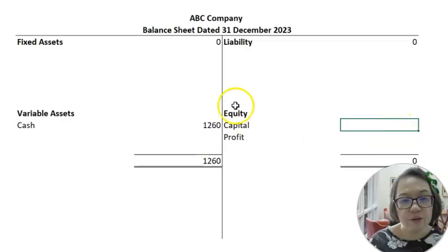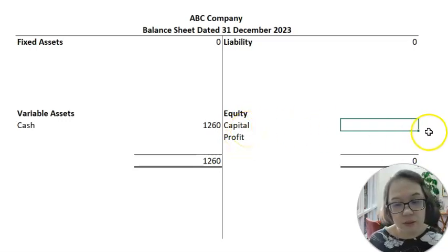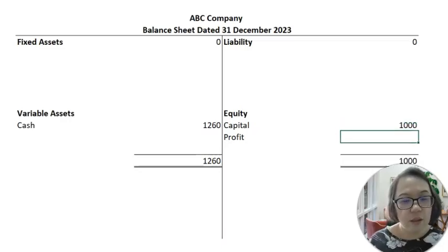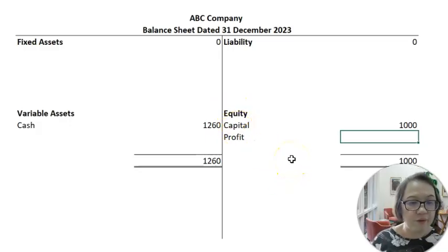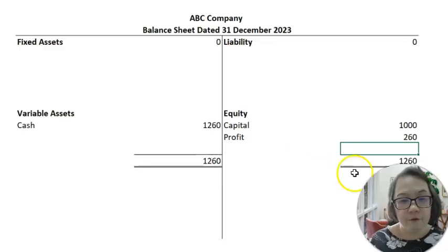Alright, so after that, we go to equity. Equity here has two parts. First is the capital that we put in. Remember, the capital is 1,000 ringgit, from the data given. Okay, how about the profit? Remember just now we calculated the income statement. The profit is 260, yeah? So we bring the figure here. So the total is 1,260.